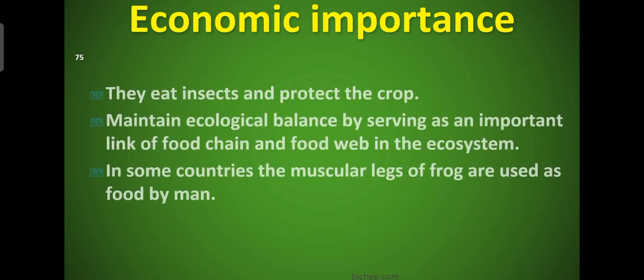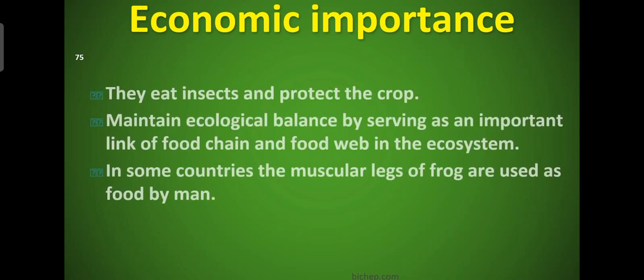And now the last part of this chapter, that is the economic importance of the frog. So how are these important for us? They eat insects and protect the crop. So insects that are harming the crop are eaten by these frogs. Then they maintain ecological balance by serving as an important link of the food chain and food web in the ecosystem.